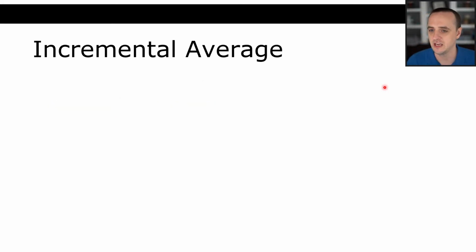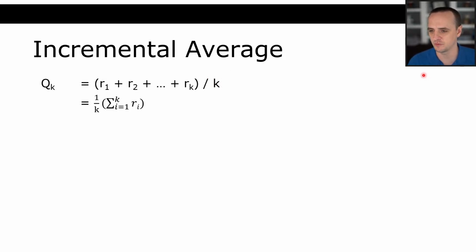That's called the incremental average. So let's derive that now. Here's our function that we had before. Q_k is equal to the sum of all the rewards divided by k. If we turn this into the summation formula, we have Q_k is equal to 1 divided by k times the sum from i equals 1 to k of reward i, right? That's pretty easy so far.